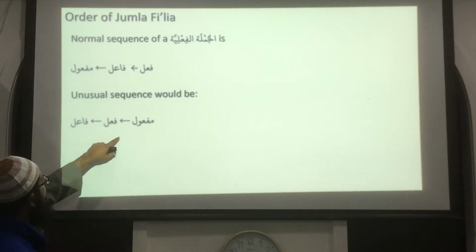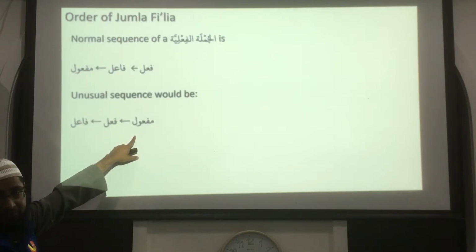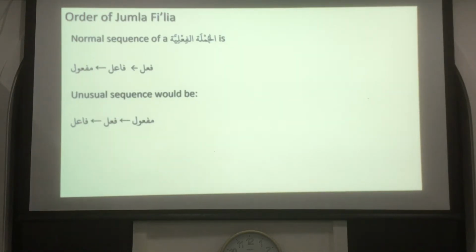But if we change the sequence, make it an unusual sequence, the maf'ul can come at the beginning. Then just like in the Jumla Ismiya, here also comes the concept of exclusivity. So use the word only. We'll have some examples. So when the sequence is not normal, that's what we learned in Jumla Ismiya, when Allah changed the order of the words, then the meaning also changes. Allah tries to give some exclusivity. I'll show you the example, then you will understand, inshallah.